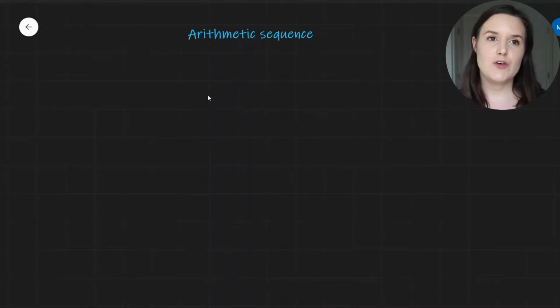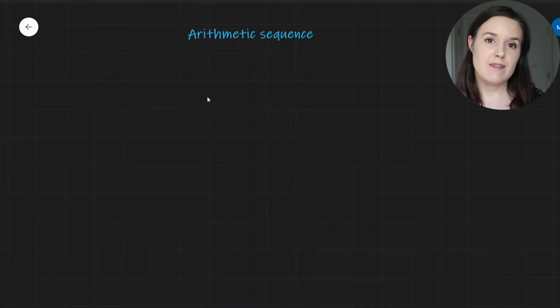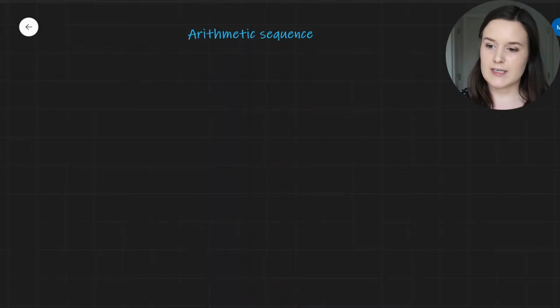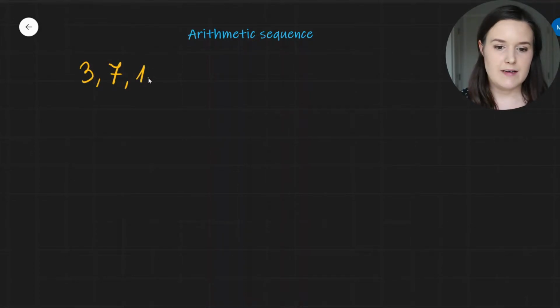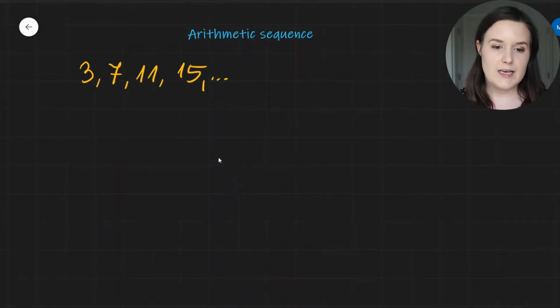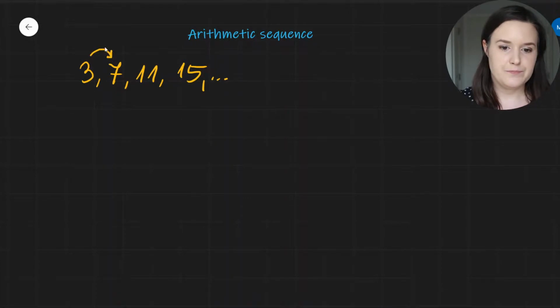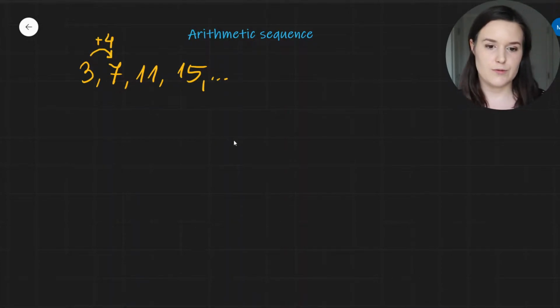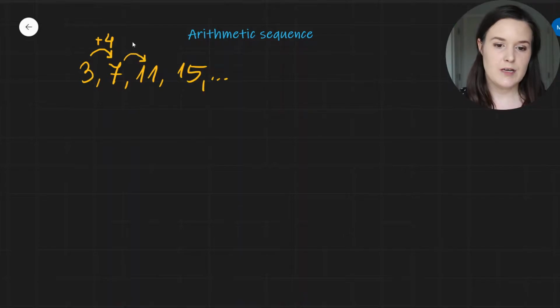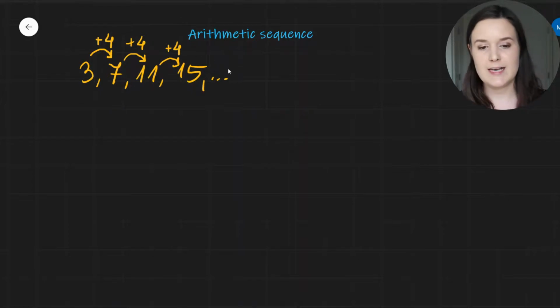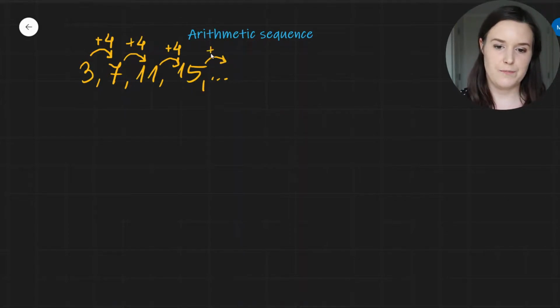An arithmetic sequence is a sequence in which you always add the same number to get to the next term. So, for example, it's 3, 7, 11, 15, and so on. So the rule is add 4. To get to the next term, you add 4, add 4, add 4.